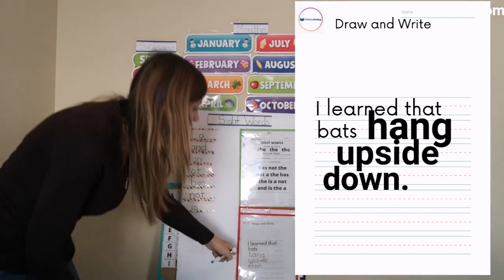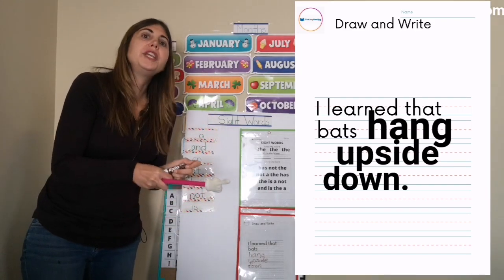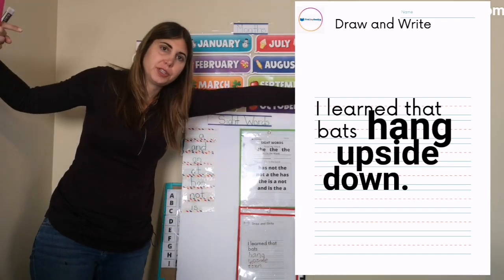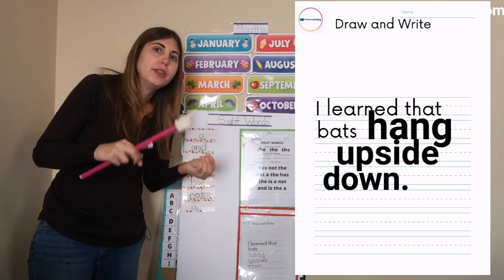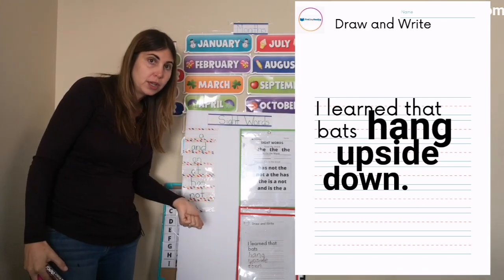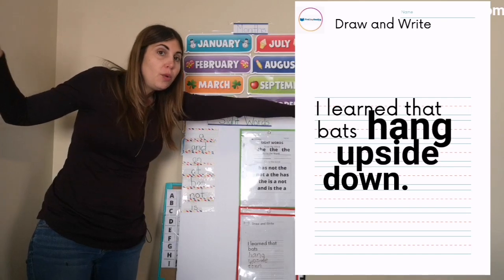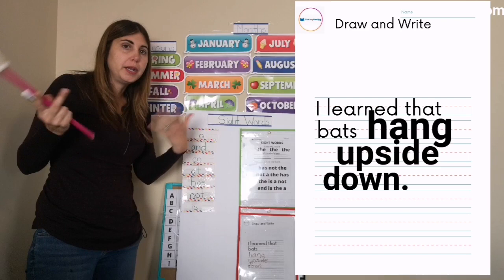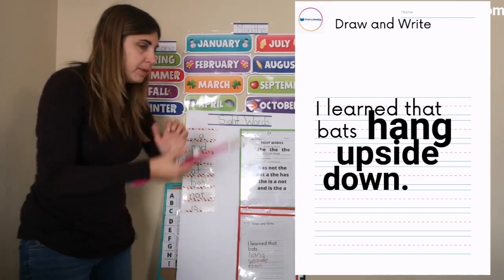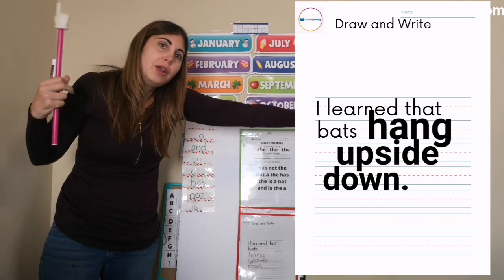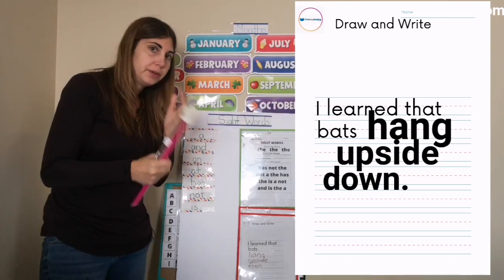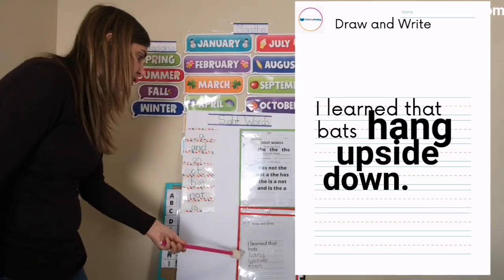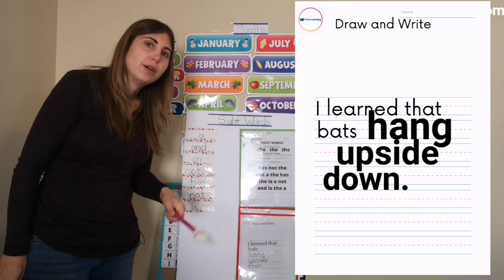When we are writing, we stretch out our sounds and try to hear all the sounds in the words. When we are reading, we blend our sounds together. So they are opposites, writing and reading. Writing, we want to hear all the sounds, and reading, we want to blend them together. So when you write, try to hear all the sounds in each word.